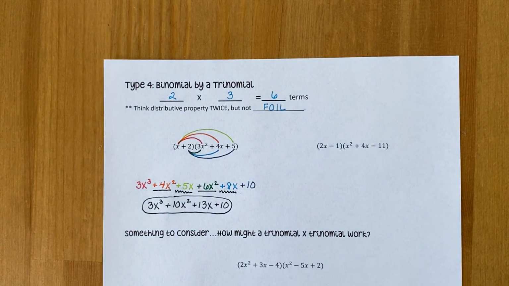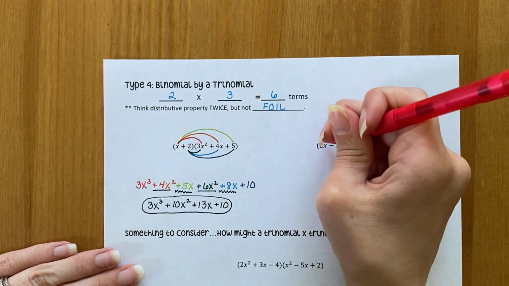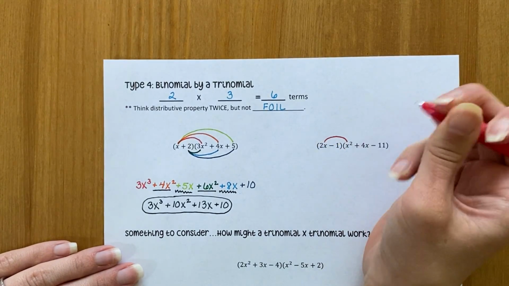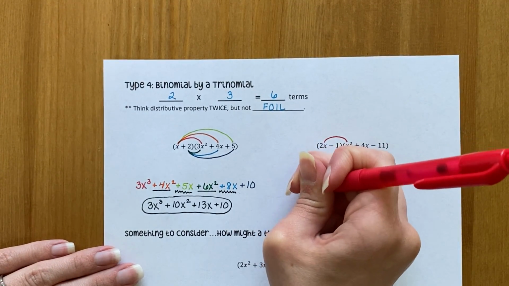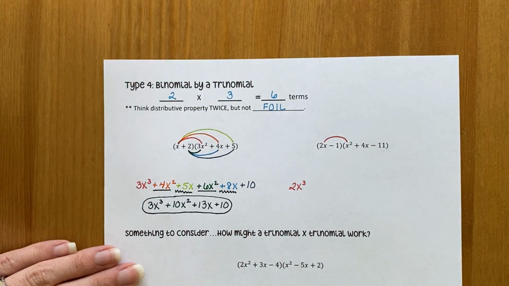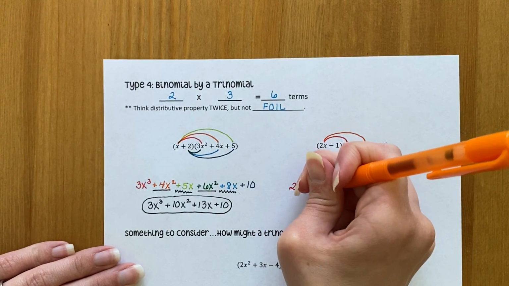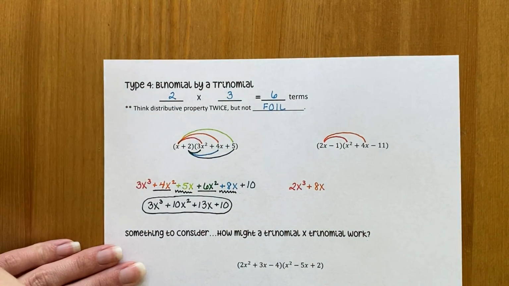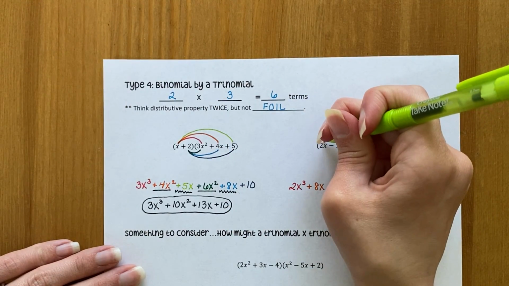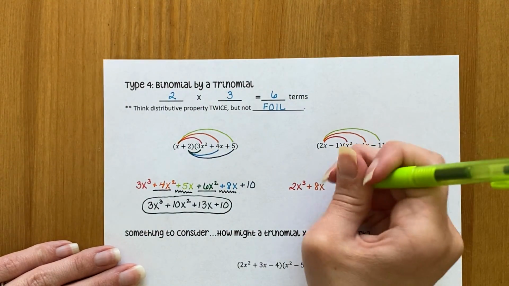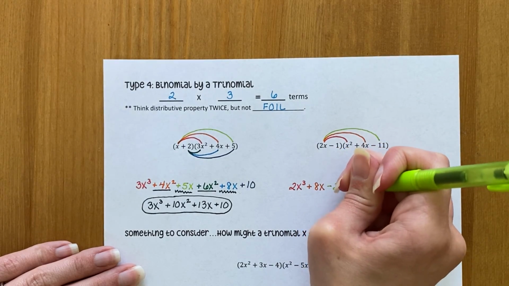All right, we have one more example, then something else to think about, and then a couple problems for you to try out coming your way. All right, so we have 2x and x squared, which should make 2x cubed, or 2x to the third power. 2x times 4x to make 8x squared. 2x times negative 11, which will make negative 22x.